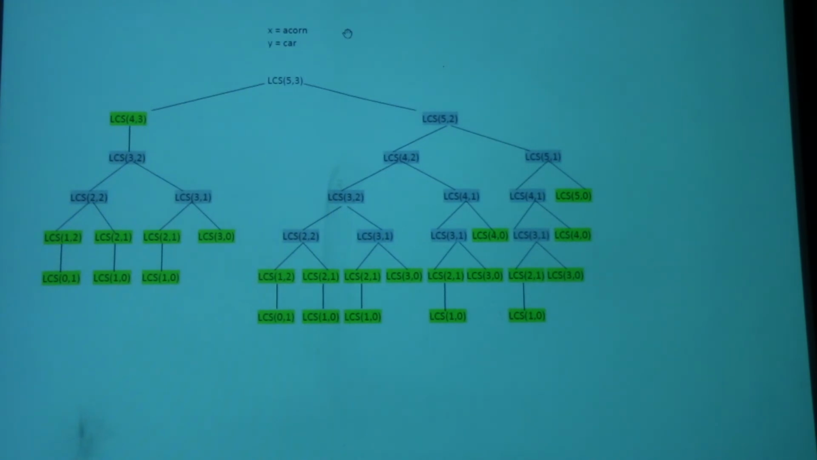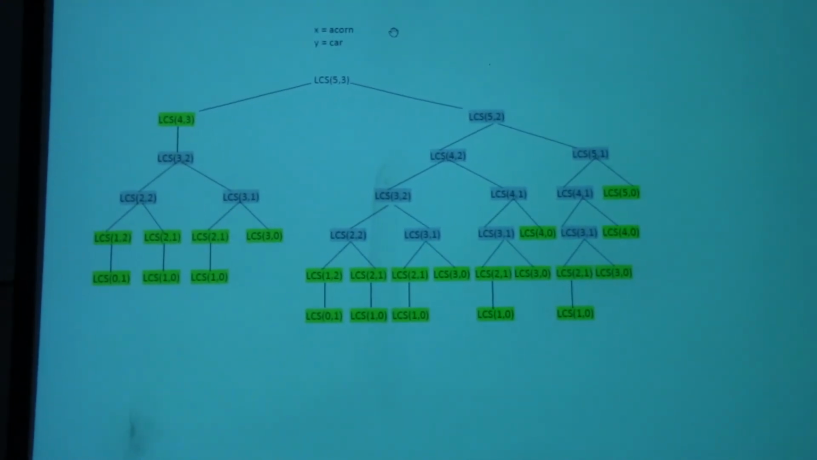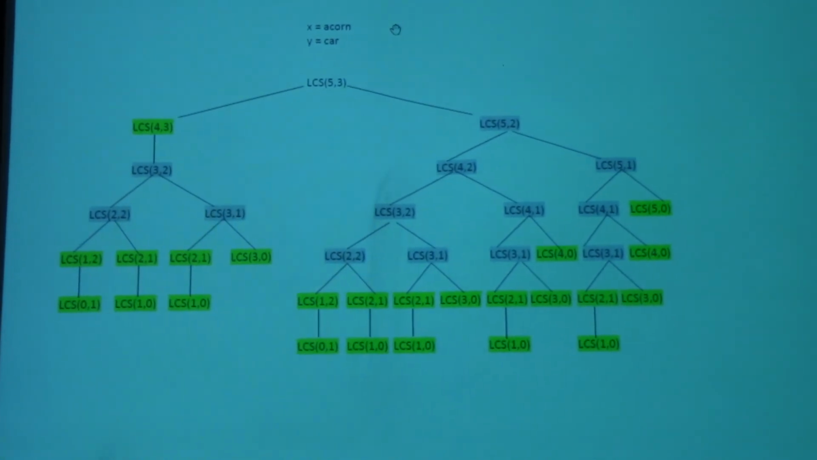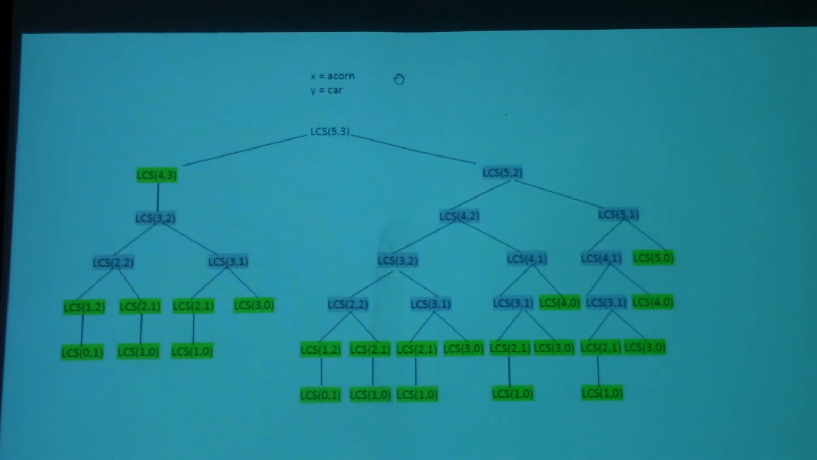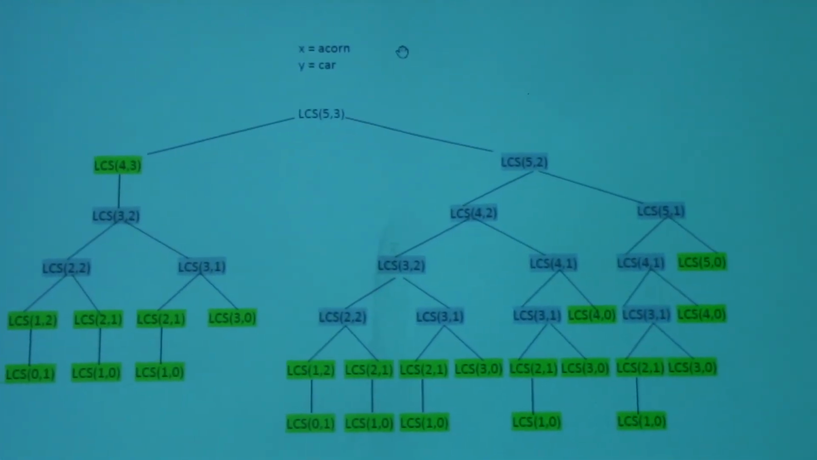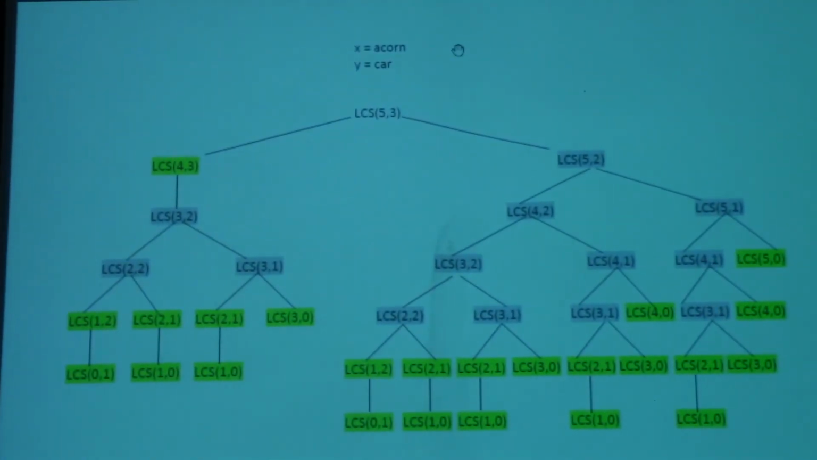This is sort of an idea of what we would look at. This is not a perfect diagram. I think I made some mistakes on it, but the idea is pretty simple. So here we have acorn and car. So we don't match, but we have a length of 5 and a length of 3. So because it's not a match, we get 4 and 3 and 5 and 2. You get it? And we continue going on and on and on down. So this is the way the recursion would look.